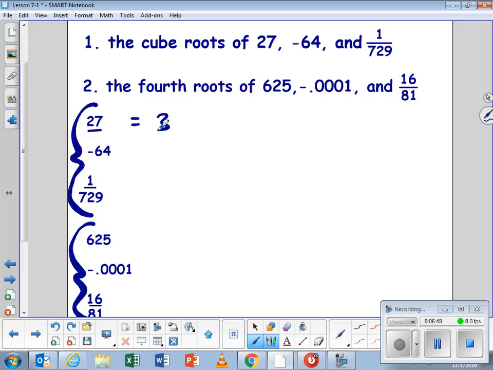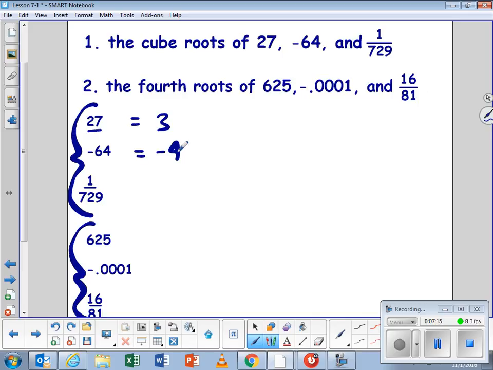Okay? The cube root of negative 64. How many are there? 1. What is it? Negative 4. Negative 4 times negative 4 is 16. 16 times negative 4 is negative 64. Forgot which way I was going.